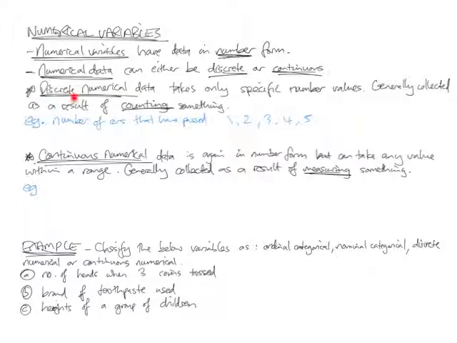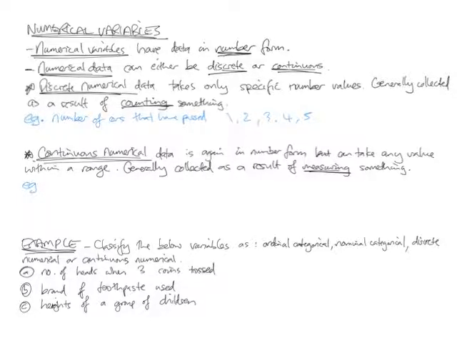That doesn't mean discrete numerical data has to be whole number stuff. It just means that the stuff that you're counting has to take particular values. So if the things that you're counting were all, say, increasing by 1.5, then they're still going to take very specific values like 1.5, 3, 4.5, 6, that sort of thing. But that's still discrete numerical because it can take only very specific number values, not anything in between. So that's an example of discrete numerical data.